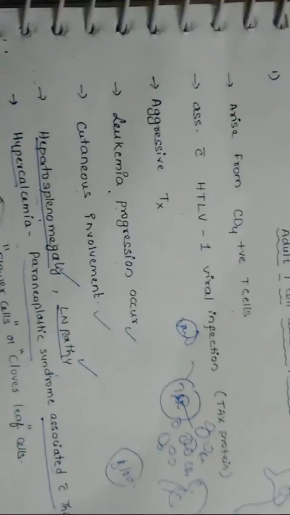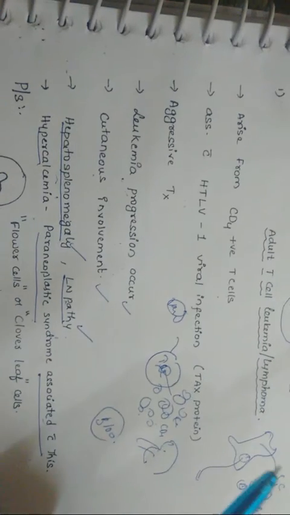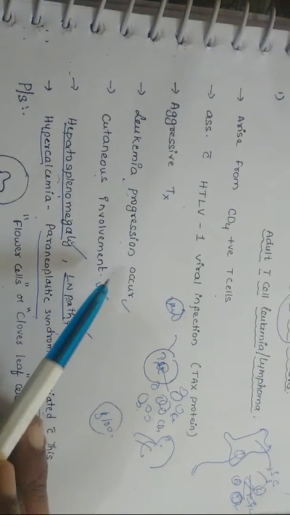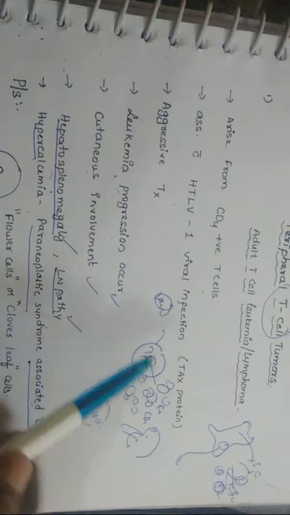What is it associated with? It is associated with HTLV virus, a viral infection, and this is an aggressive tumor, and leukemia progression occurs, and when it reaches the skin, skin also has lymphatic tissue, so you can find a tumor over there also, right? It can come with a leukemia where it can enter directly, or it itself can show a tumor, so that is known as cutaneous involvement.